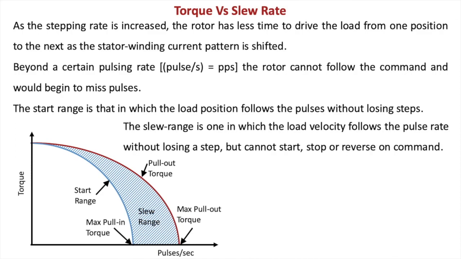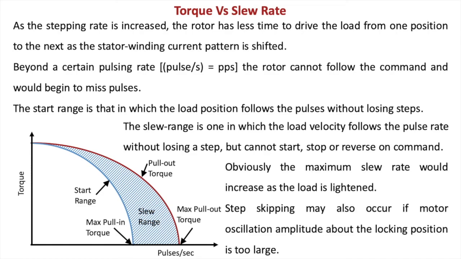The slew range is one in which the load velocity follows the pulse rate without losing a step but cannot start, stop or reverse on command. Obviously, the maximum slew rate would increase as the load is lightened. Step skipping may also occur if the motor oscillation amplitude about the locking position is too large.